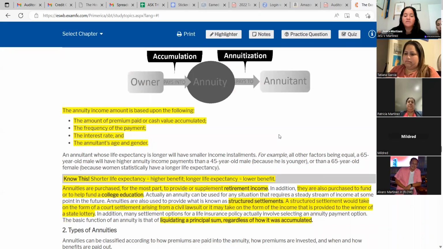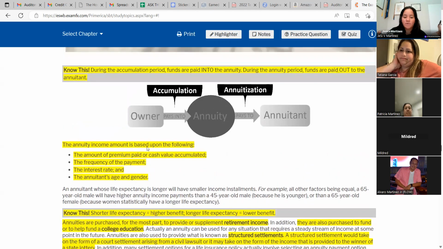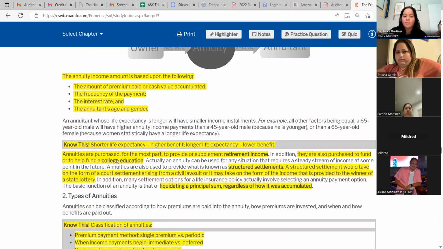So annuity income amount is based upon the following: the amount of premium paid or cash value accumulated, the frequency of the payment, interest rate, and the annuitant's age and gender. The shorter life expectancy equals higher benefit. Longer life expectancy equals lower benefit. All of that basically says what I just mentioned. Annuities are purchased for the most part as retirement accounts. So people use that accumulation or paying period while you're working. And then once you retire or want to cash out and live off that money, that's when they start the cash out period.